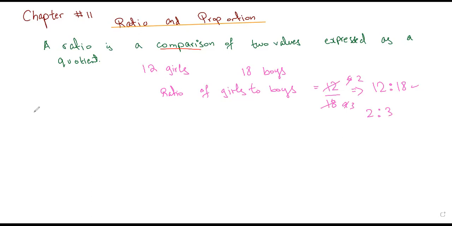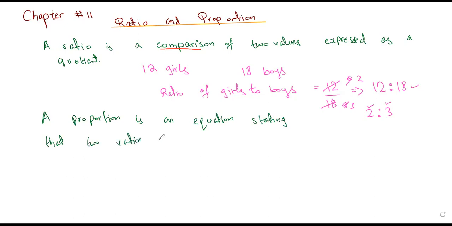Let's talk about proportion. Proportion is an equation. Okay, a proportion is an equation stating that two ratios are equal. Now, a proportion is an equation. When we talk about proportion, we have an equality sign and we will be having two ratios here, right?